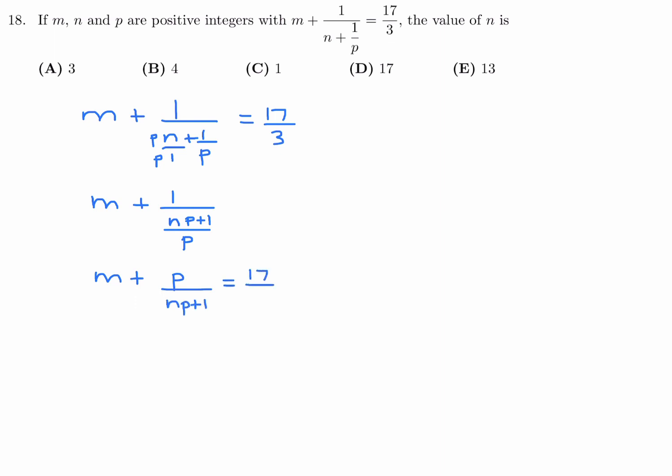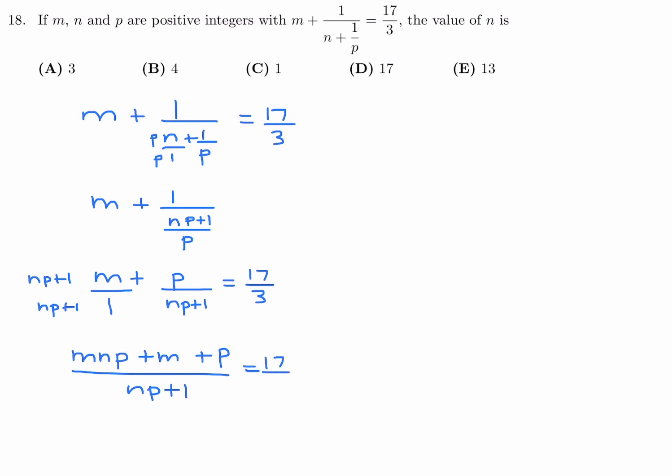And that's 17 over 3. Okay. So far, so good. Now, of course, we have to, again, get a common denominator, np plus 1, np plus 1. And that gives me mnp plus m plus p over np plus 1. And that's 17 over 3.